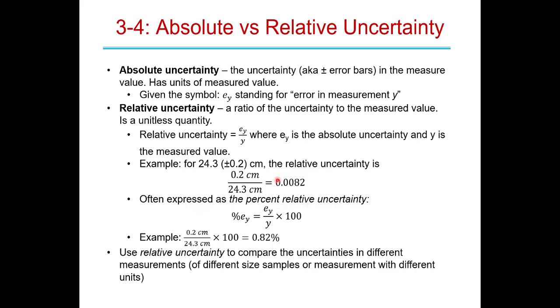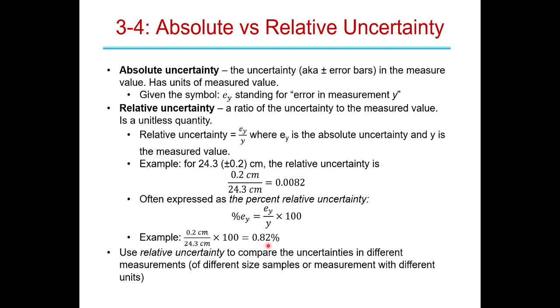So basically we're just going to convert this fraction into a percentage in the usual way by multiplying by 100. This is the same fraction that we saw before. We're just going to multiply by 100 to convert it into a percentage. Just as an example, from up here, we have our 0.2 divided by 24.3 times 100. Multiplying this number by 100 gets you 0.82%. So that's our percent relative uncertainty.